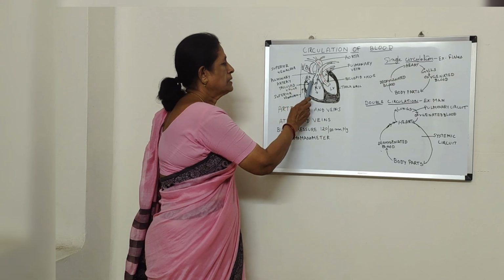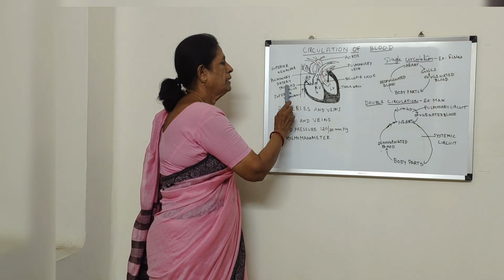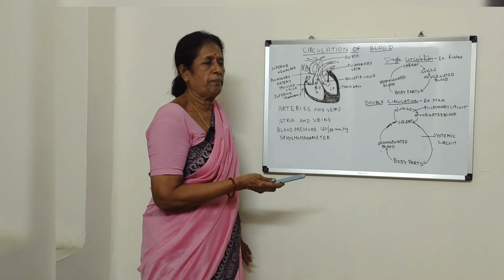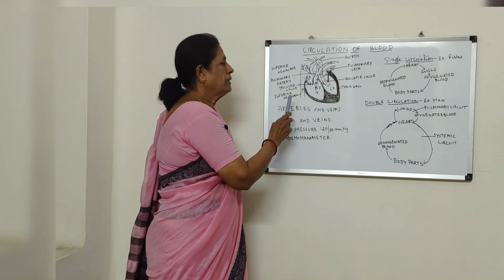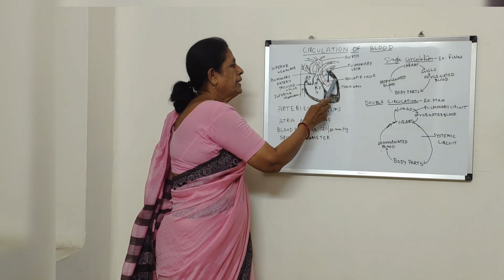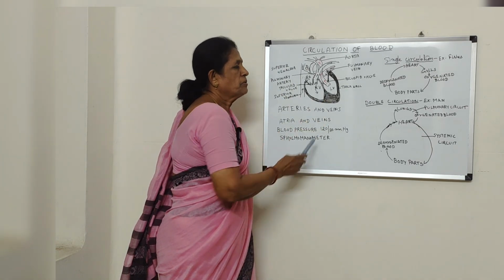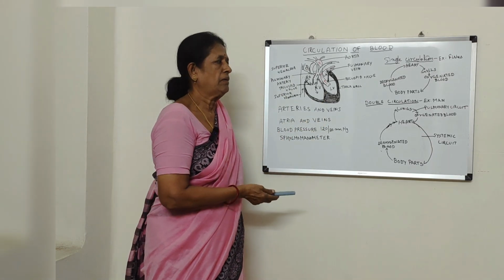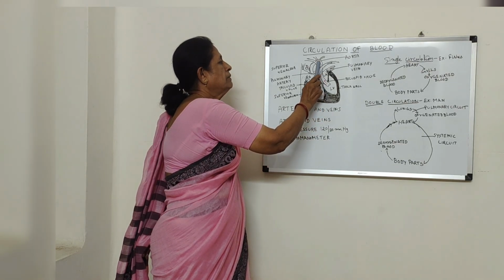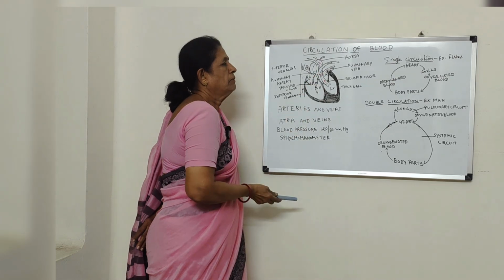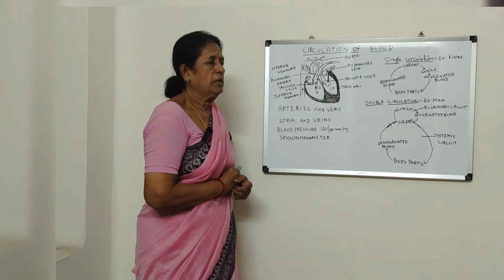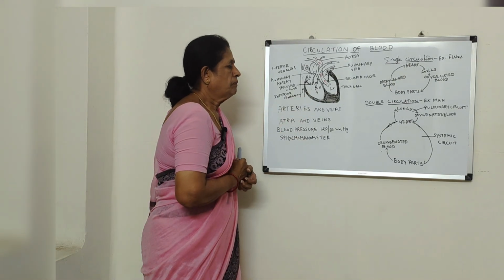Why? Because of the presence of valves. Between right auricle and right ventricle, auricle or atrium, both are same, there is a valve that is called tricuspid valve, and between left atrium and left ventricle there is a bicuspid valve, also called a mitral valve. They prevent backward flow of blood. From the left ventricle oxygenated blood is carried by aorta, which supplies oxygenated blood to all body parts. Largest artery is aorta, and so this is the flow of blood.